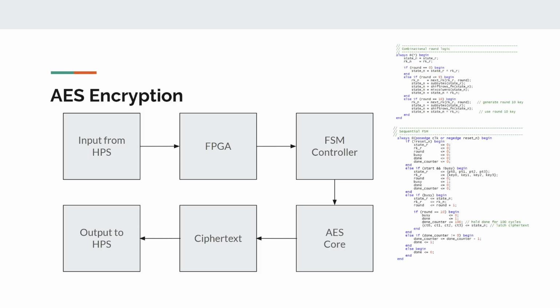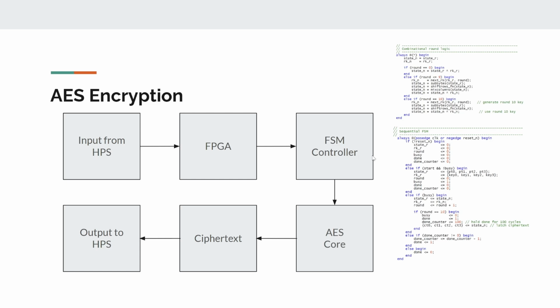So starting off with the AES encryption, we'll get the input from the HPS. That includes the encryption key, plaintext, and a separate control variable, AES start, to let the FPGA know that it's ready to start the AES encryption. We'd get that through the AXI interface, and then we'd pass that on to the separate AES Verilog module, which is instantiated inside our GHRD top, which is how we communicate with the HPS.